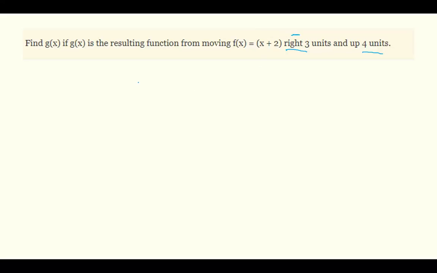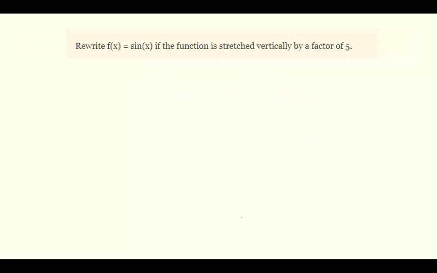So what I would say is my g of x function would be equal to, well, x plus 2. Because I want to move it right 3, I'm going to say minus 3. So I'm going to get in my parentheses minus 1. And then up 4 is just plus 4. And that would be my new function. Let's see if I can write that 4. It's not letting me, but it should be a 4 on the outside. Let's see if it lets me.